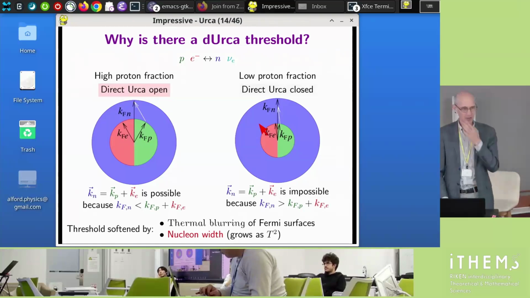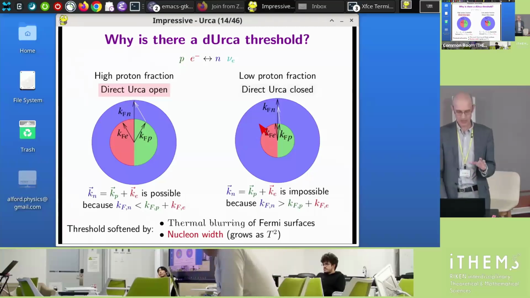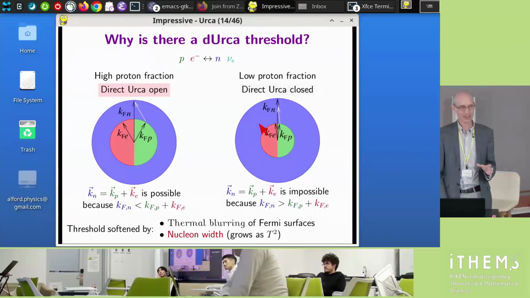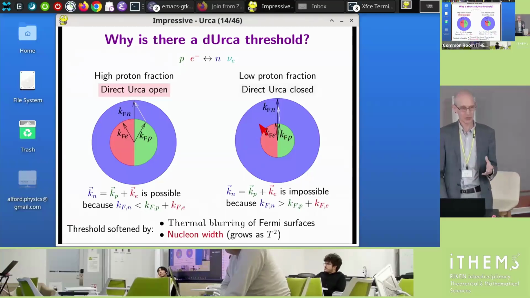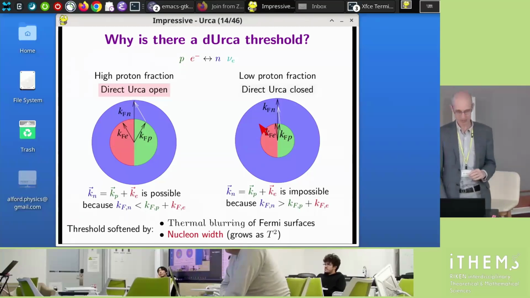What if there's a short range correlation that modifies the Fermi-Dirac distribution or something like that? Well, I think in some way the nucleon width is kind of that. It's the part of that that contributes. But let's hold on to that thought and see as we go along if this looks right to you.